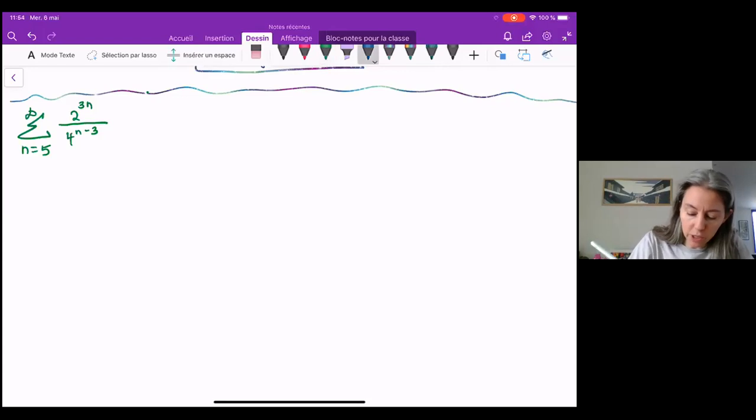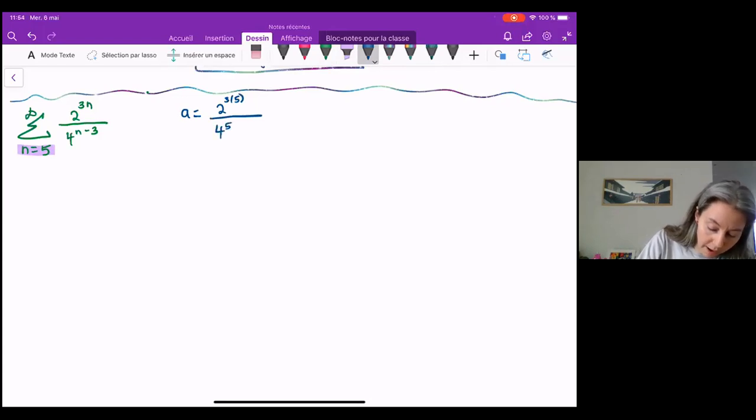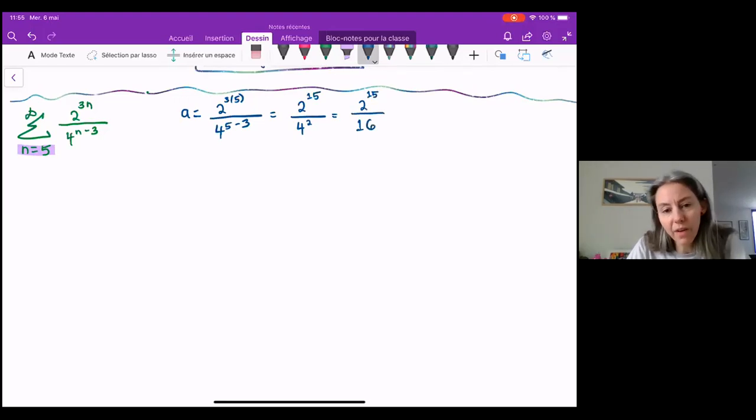So as we said, the first thing that we want to do is find a. A comes from plugging in whatever value we have right there. So in this case, the value that we have right there is 5. So that means on top, I have 2 to the 3 times 5 over 4 to the 5 minus 3. So that's 2 to the 15, and I'm just going to leave that like that because that's going to be a really big number. And then 5 minus 3 is 2, so that's 4 squared, which I could simplify to 2 to the 15 over 16 if I wanted. I could also cancel out some 2's if I felt like it. I'm going to leave it like this for the moment. We'll deal with that at the end if we need to.